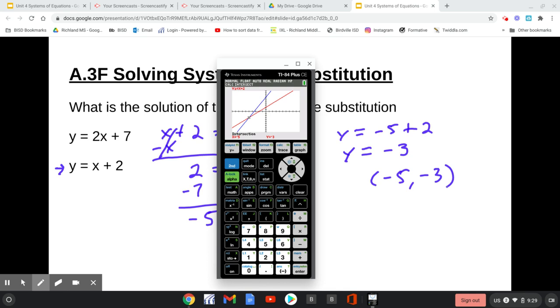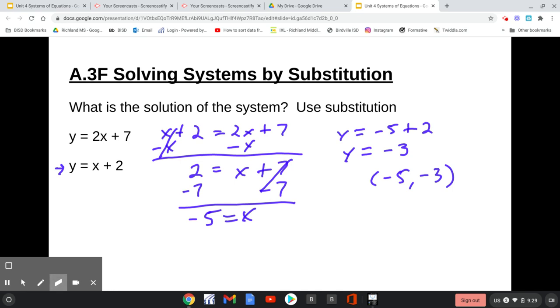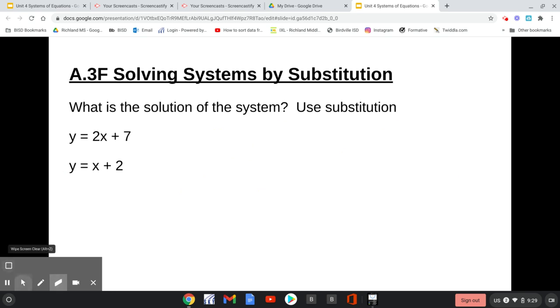Let's do another one. I'm going to hit clear that off. Let's hit the next one. And we have a little bit more complicated problem, but it's still going to be easy to solve. Now this one would be harder to solve with the calculator using y equals because neither one of these are in y equal form or slope-intercept form. So let's use the substitution method.